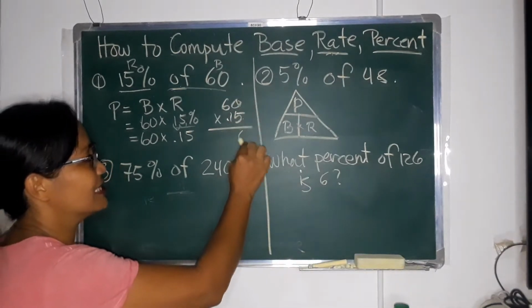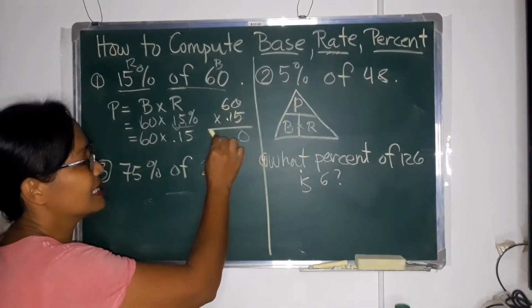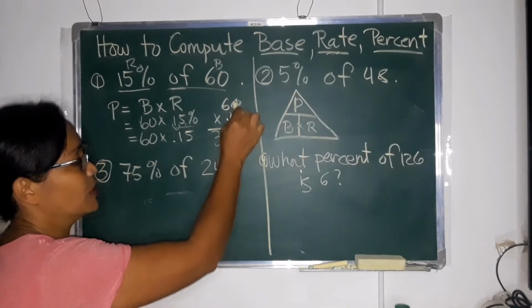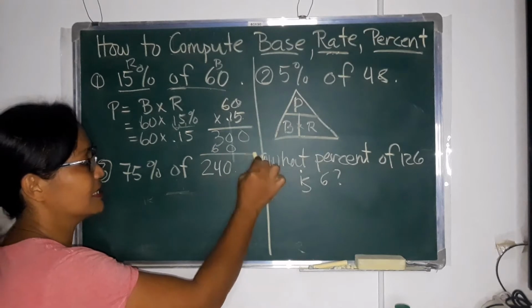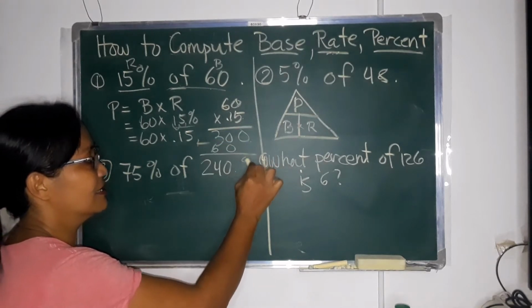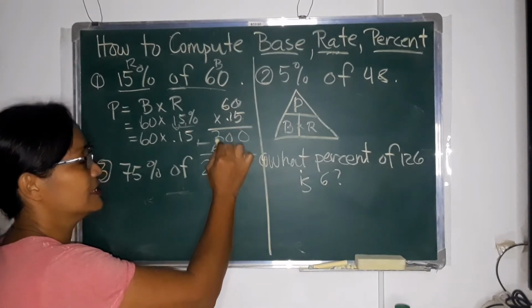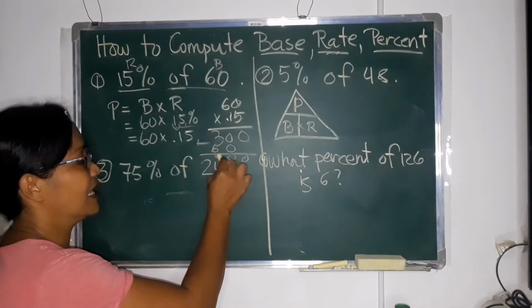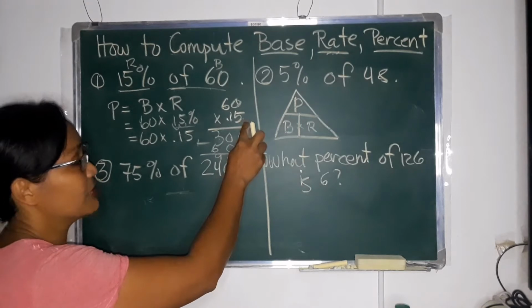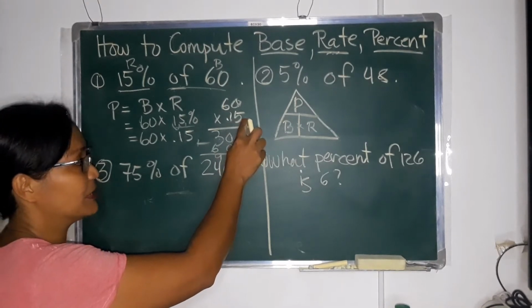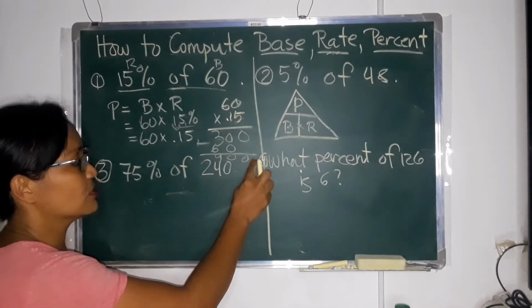5 times 0 is 0. 5 times 6 is 30. Next, 1 times 0 is 0. 1 times 6 is equal to 6. Add 0, 0, 6 plus 3 ay 9. So, we have 900. But, we have decimal. So, yung decimal pa natin dalawa, 1, 2.